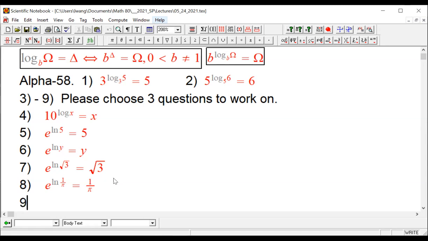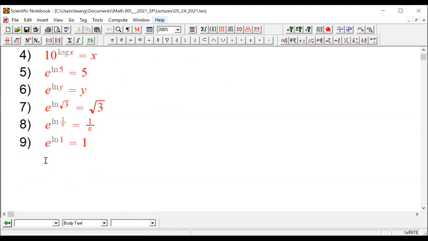All right, last but not least, number 9. e raised to the power of ln 1 is going to be equal to 1. So it's a direct application of this property. Okay, you get it? Now look at number 10. Let's look at something more challenging, okay?